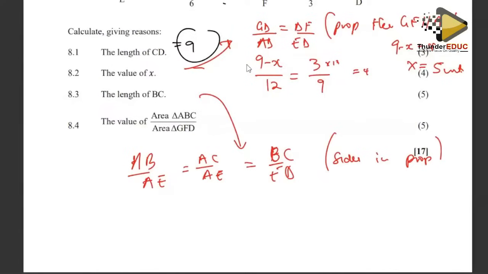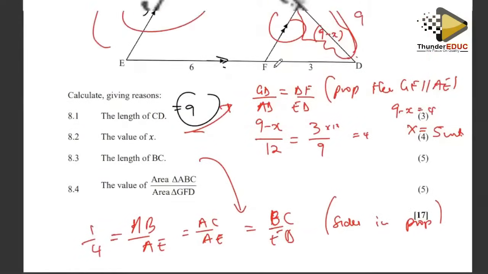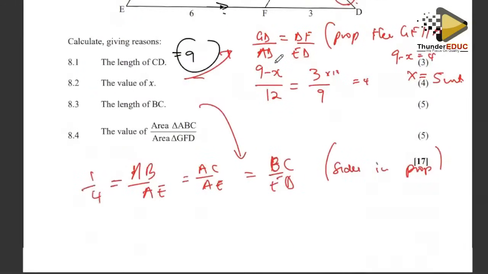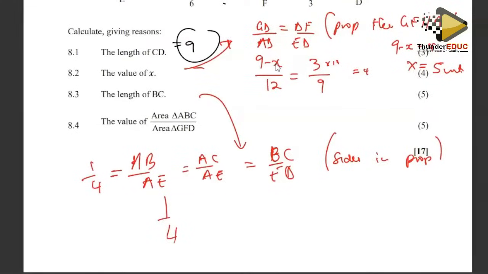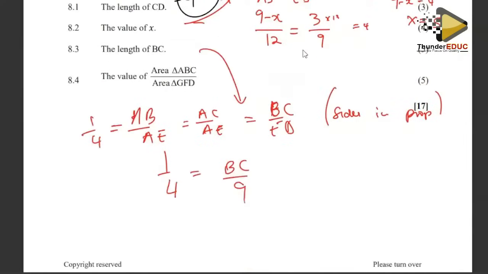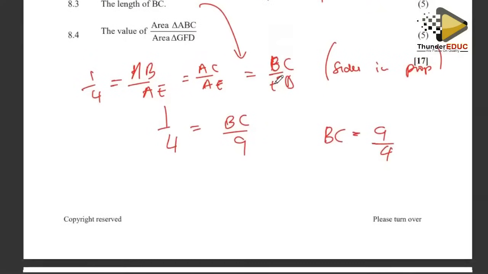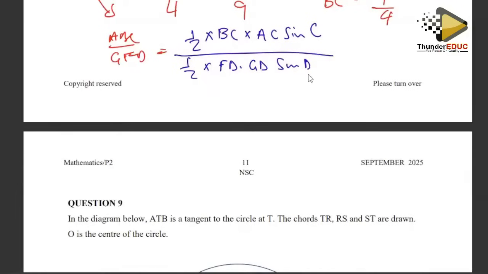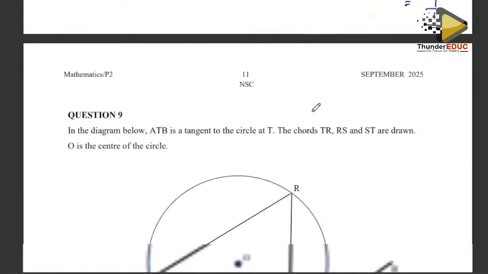Alternatively, one would start by proving that the triangles are similar. So we are saying it's 1/4 because the marks are really too much. Okay, so if we have 1/4, it's equivalent to BC divided by, we know that this is a 6, this is a 3, which is a 9, meaning that our BC is going to be 9/4, which is 2.25 units. Then 8.4, the area of ABC over FD. Okay, this one 4 times 3 over 3 times 4, meaning that we have 9/16.